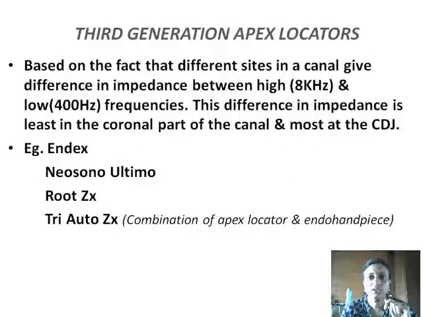The third generation apex locators were based on the fact that different sites in a canal give difference in impedance between high and low frequencies. So depending upon the measurement of these frequencies was the principle of the third generation apex locator. Because the difference in impedance is the least in the coronal part and most at the cemento-dentinal junction.